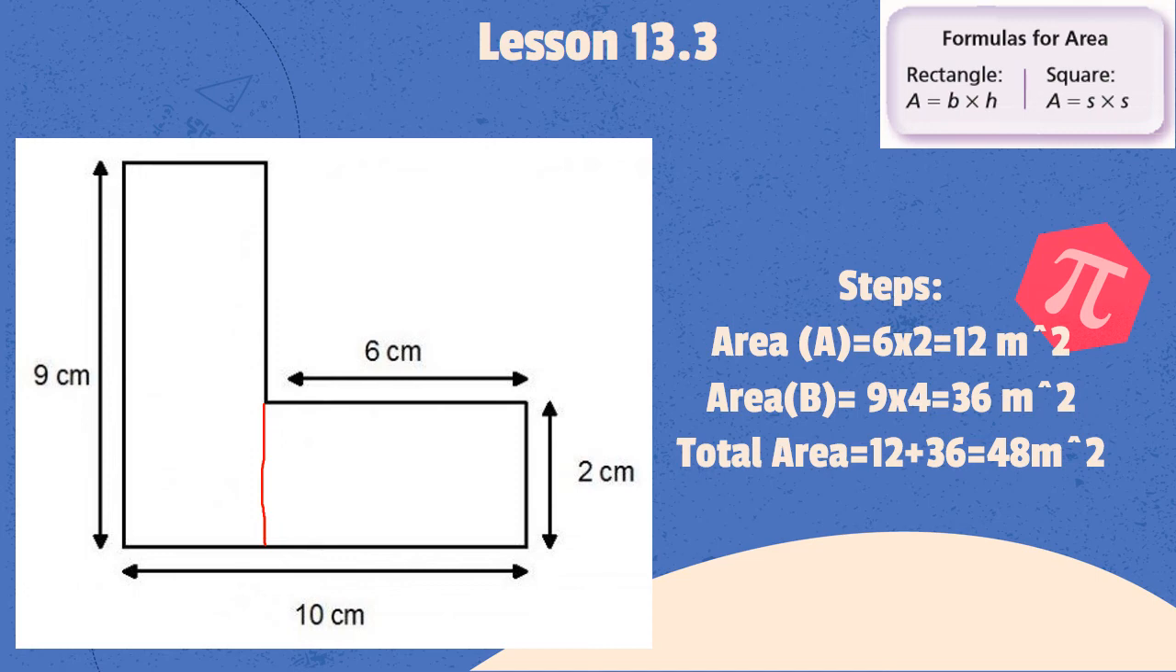Okay, if you find any difficulty in this question, text me or send me a message. Okay, let's see the other part. The last part is the next part.